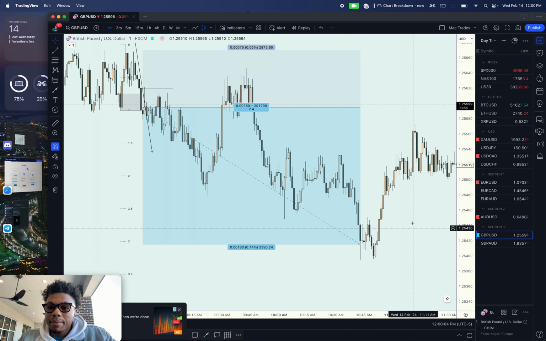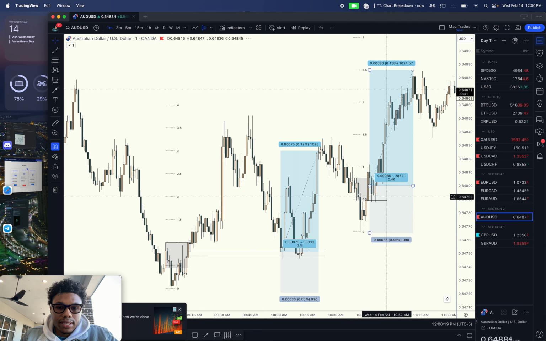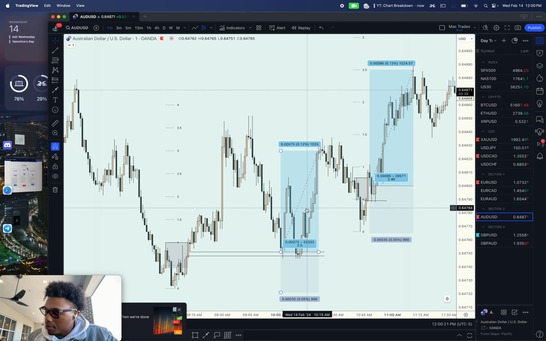All right, so with that being said, those were the 3 assets and 6 trades that I took this morning. All right, so let's go ahead and add this up real quick for you guys. So 2.4%. Then we also have AUD USD 2.5%. All right, remember I didn't take the second trade here, so we're not going to count it.